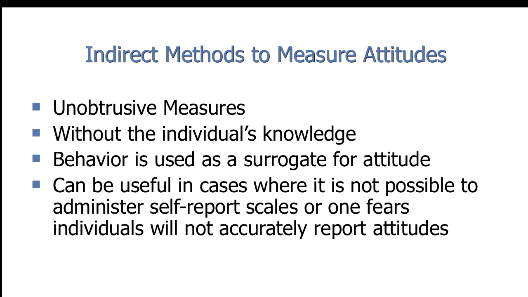There are more indirect methods to measure attitudes. Researchers might try to use unobtrusive measures without the individual's knowledge, where behavior is used as a surrogate for attitude. This can be useful in cases where it is not possible to administer self-report scales or when there are fears individuals will not accurately report attitudes.